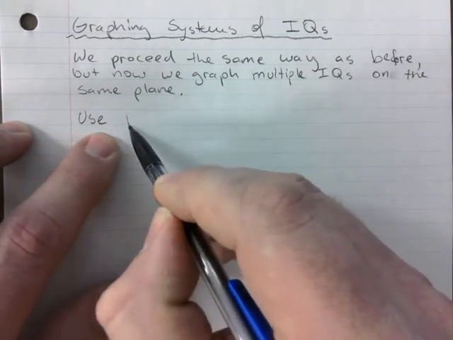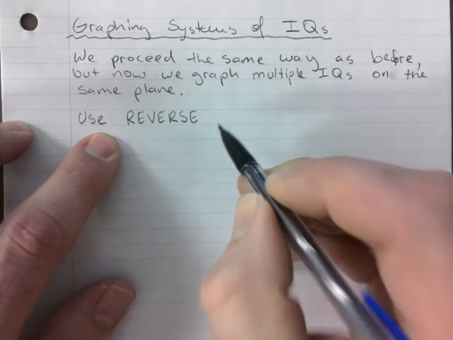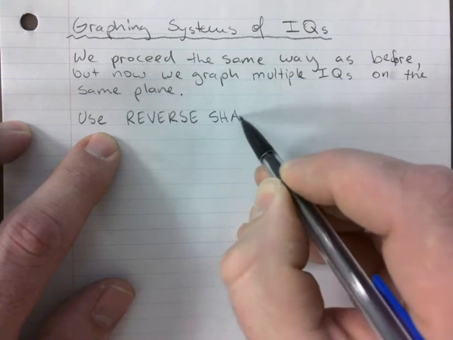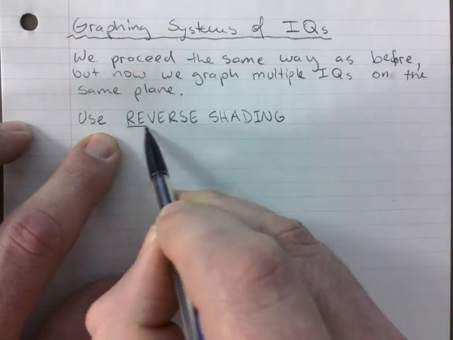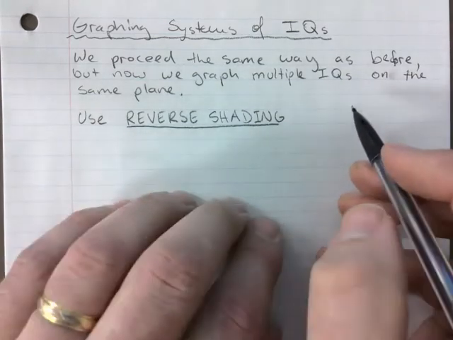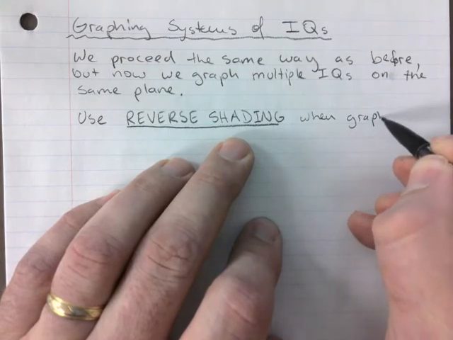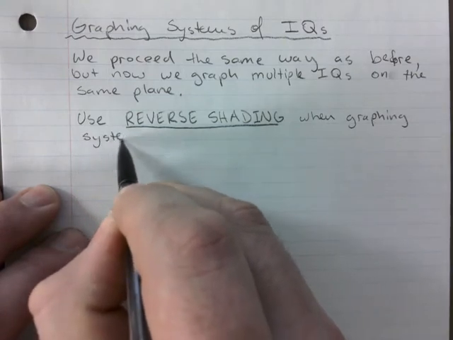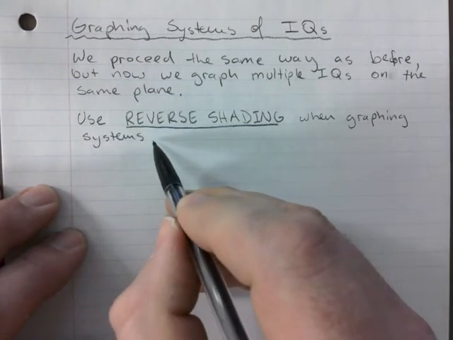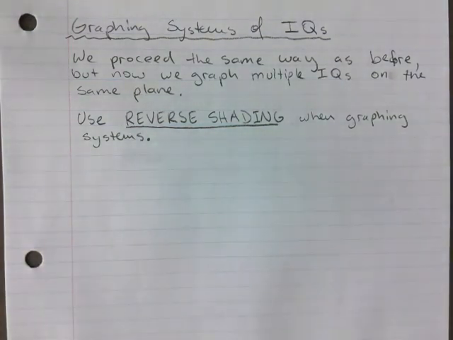Use, this is very important, use reverse shading, okay, very important. Use reverse shading when graphing systems. We're going to automatically revert to reverse shading. And you will see why in a bit.